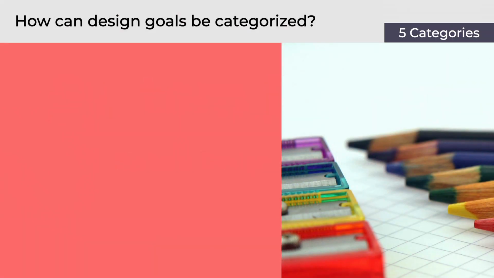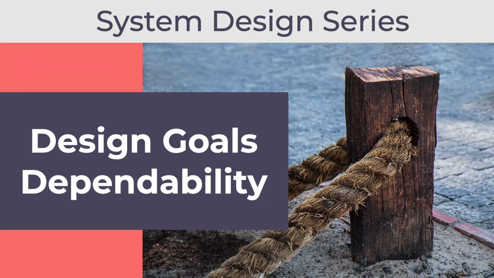At a high level, we can categorize the design goals into 5 different categories. In the previous video, we covered performance-based design goals. In this video, we will continue and dig into dependability-based design goals. This category of design goals helps us to make a system more reliable from an operational standpoint.